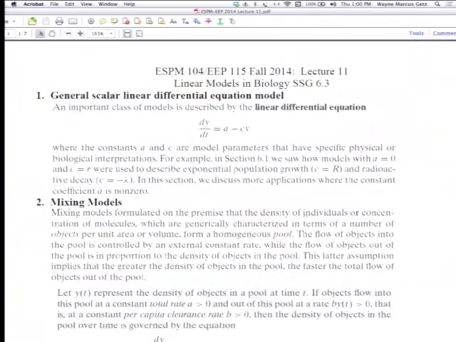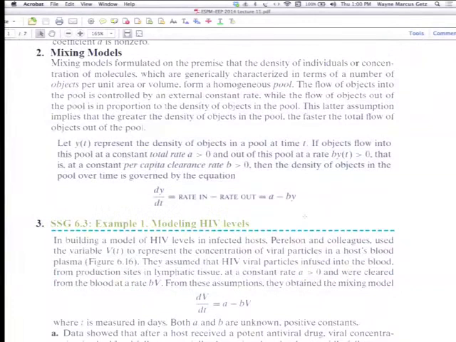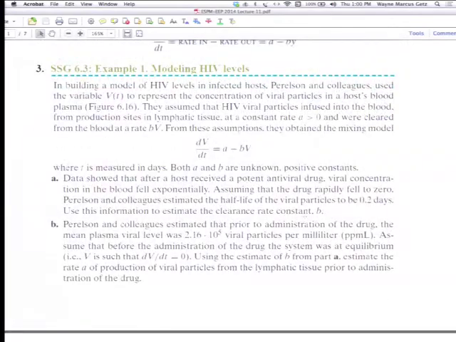So these are linear models. But we're going to just start off here talking about the simplest of these models, and that is a scalar model. This model is a three-dimensional model. A scalar model is a one-dimensional model. And for example, one-dimensional models have been used to model the clearance of HIV particles in an individual's blood from a production site in lymphatic tissue.